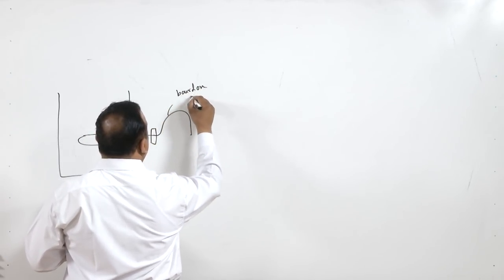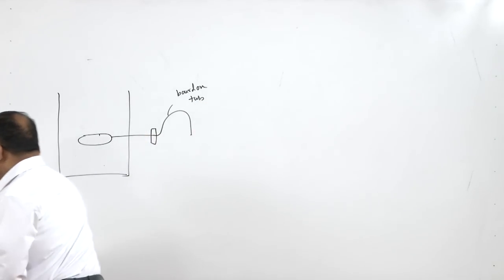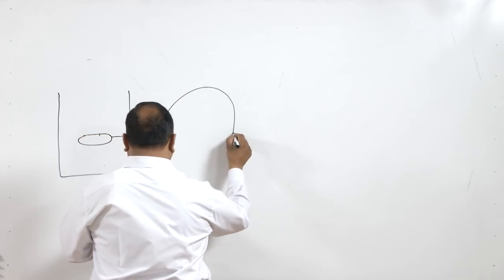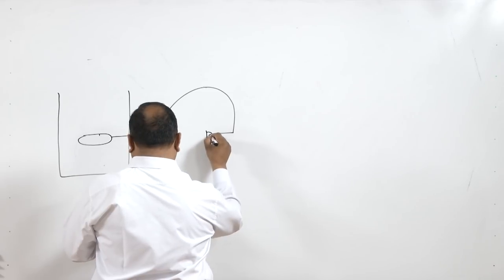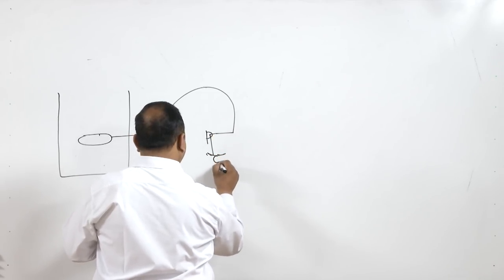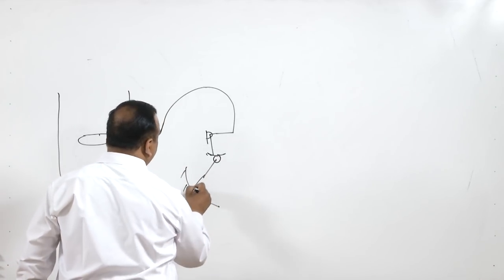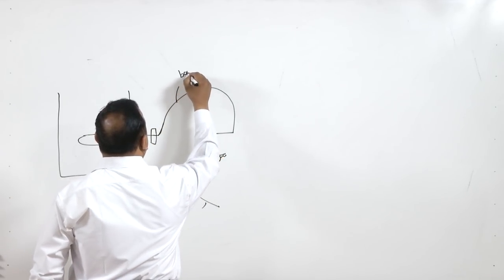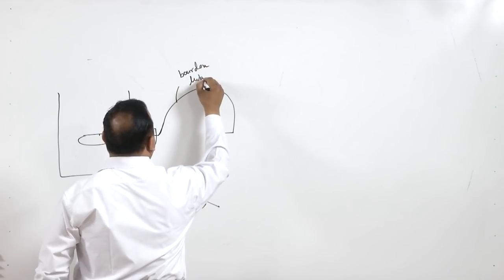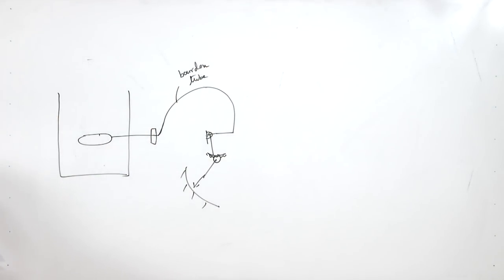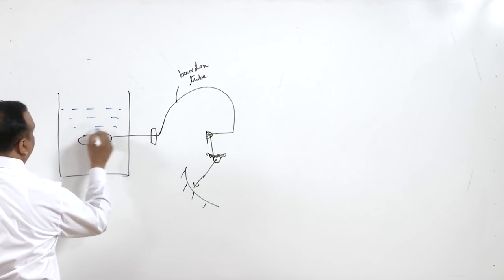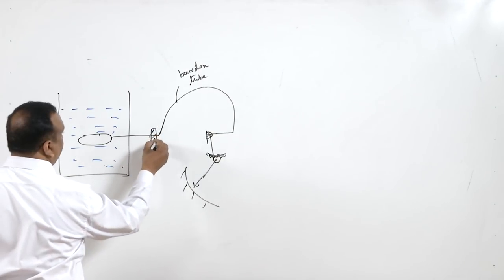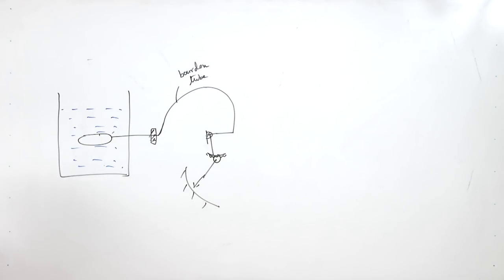B-O-U-R-D-O-N tube. And the Bourdon tube, and then there is a linkage, and then there is an indication. This vessel is filled with water, for example. Right. So here what happens?